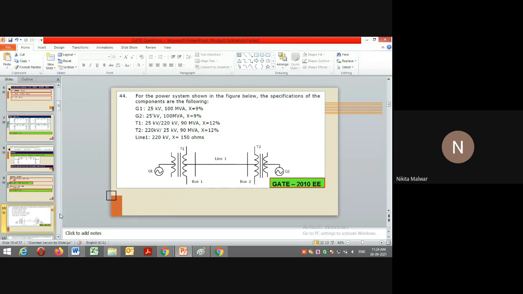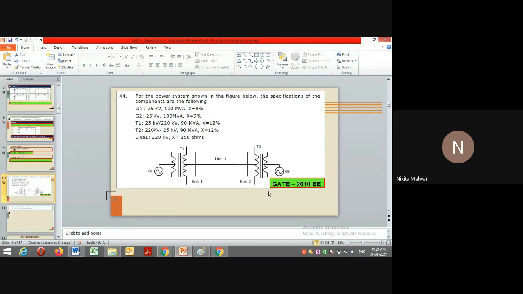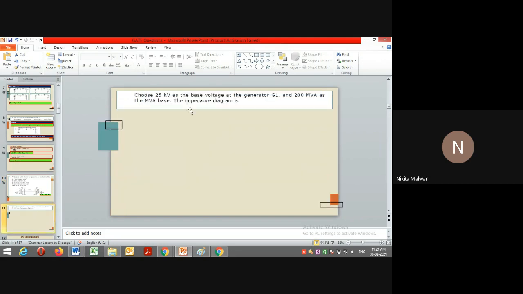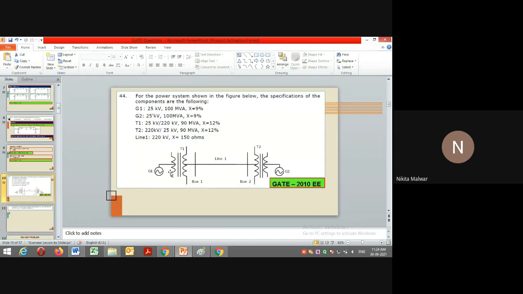This question is from GATE 2010. The question is the impedance diagram. What will be the impedance diagram? So let us try to draw the impedance diagram. Let us find the positive sequence impedance diagram by considering generator 1, transformer 1, the transmission line, transformer 2 and generator 2.